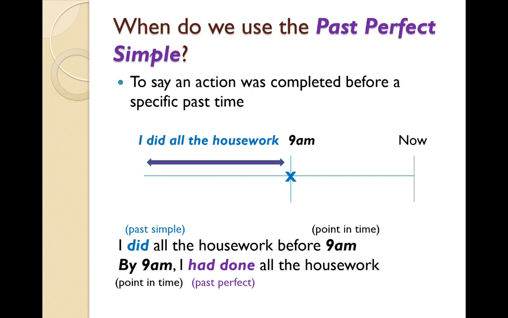And we often use this structure when something is surprising or impressive. So I wouldn't normally get all the housework done before 9 a.m. It's very early to finish all the housework. So the past perfect is used to give emphasis to the fact that a lot was achieved before a specific past time.